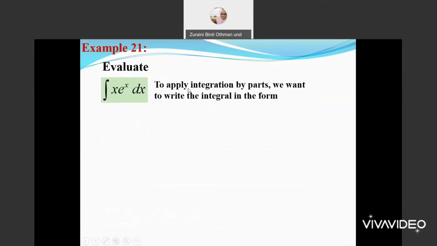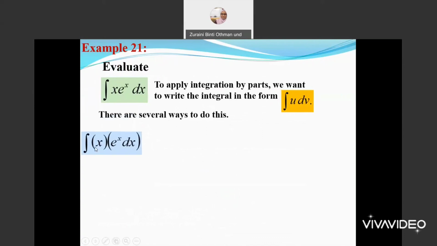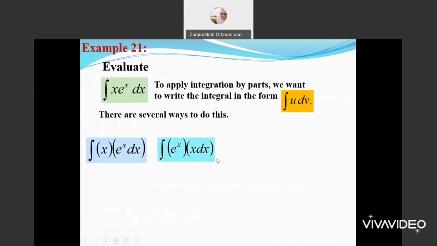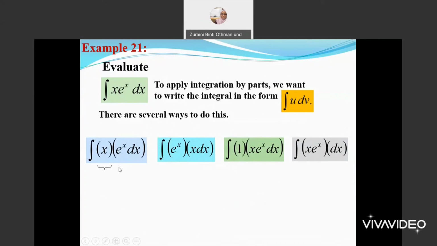Okay, try to apply integration by parts. We want to write the integral in the form u dv. Okay, so now there are several ways to do. Sama ada kita nak pilih macam ni, x exponent x dx, ataupun exponent x dx, ataupun 1 x exponent x dx. Okay, this is the fourth choice yang kita ada. So then, kita kena pilih mana satu u yang kamu nak pilih.